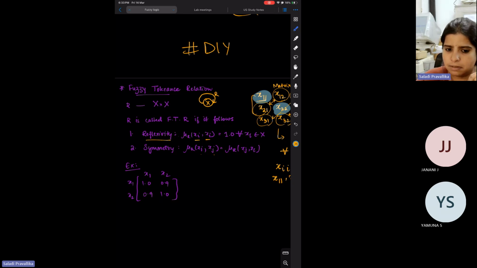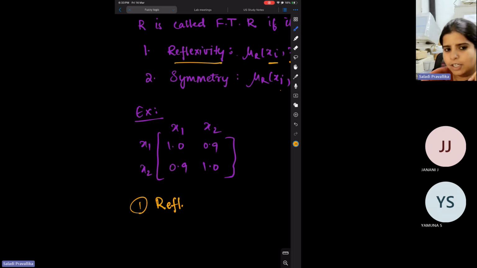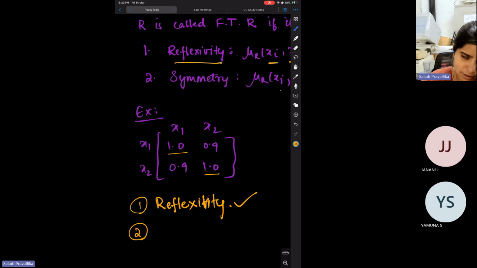Symmetry means the membership value with respect to xi and xj should be equal to the membership value with respect to xj comma xi. Here is an example. First, with respect to reflexivity, before I said relativity, I'm sorry, it's reflexivity. For this given example, the diagonal values are equal to 1, and hence this condition is satisfied.